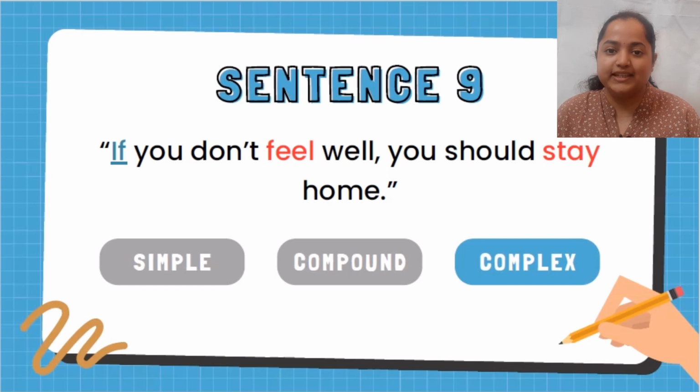So two verbs indicating two clauses. The first one is a dependent clause, if you don't feel well, and the second one, you should stay home, is the independent clause. So that is why this is a complex sentence.